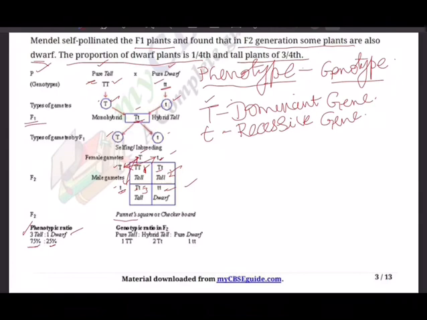This is the reason. And then genotypically, of course, we have got varieties. What is that? Pure tall, capital T, capital T, and then hybrid tall, capital T, small t. There are two. This is one, and this is two. So we have got two, and pure dwarf. So the genotypic ratio is 1:2:1.